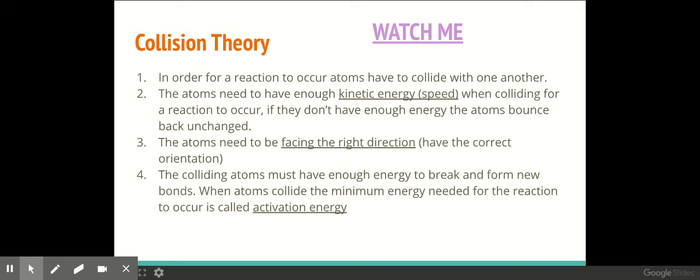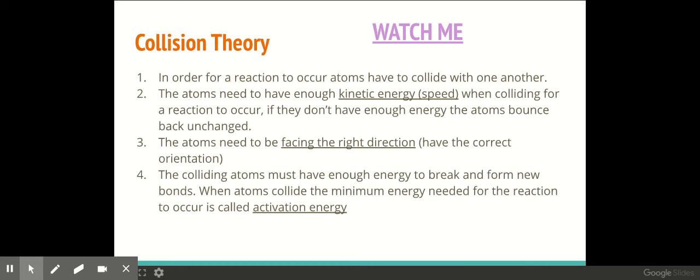First, in order for a reaction to occur, atoms have to collide with one another. Second, the atoms need to have enough kinetic energy or speed when colliding for a reaction to occur. If they don't have enough energy, the atoms bounce off of each other unchanged. Third, the atoms need to be facing in the right direction. They need to have a correct orientation.